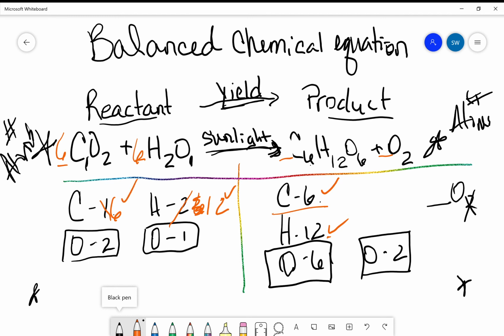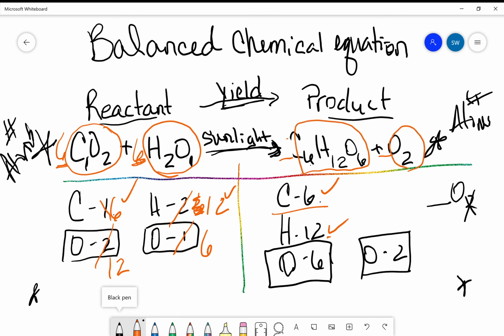Well, how about my oxygens? I have 2, 3 oxygens, 6, 7, 8 oxygens. Well, let's see here. Where can I make this work? Well, we forgot to move these, so it's 6 times 2 is 12. We did 6 times 1, which is 6, because this coefficient applies to all of this. This coefficient applies to all of this. This coefficient applies to all of this, and whatever we put there applies to all of this. So right now we have 18 oxygens that we're trying to find.